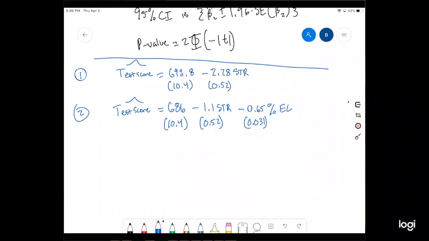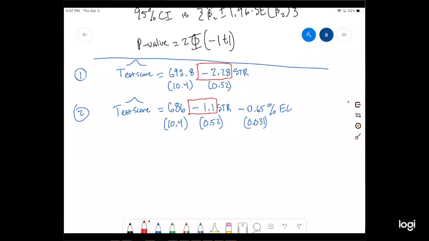Now one thing I want to immediately point out, which some people brought up on the last homework, is that when you include a second variable in the model, or even 2 or 3 extra variables, the coefficient on the variable that was in the previous model changes. So the coefficient on student-teacher ratio went from negative 2.28 to negative 1.1. Is this a problem? No, this is not a problem. This is precisely why we want to include the extra variables in the model.